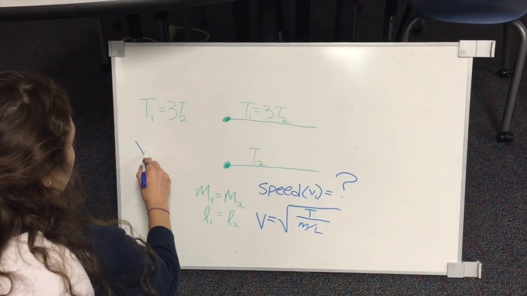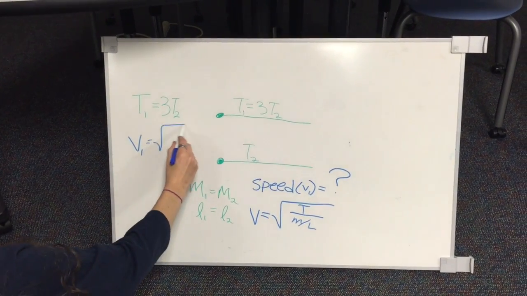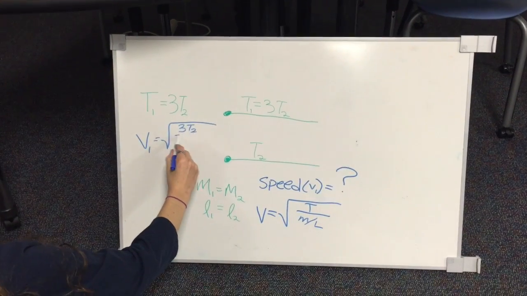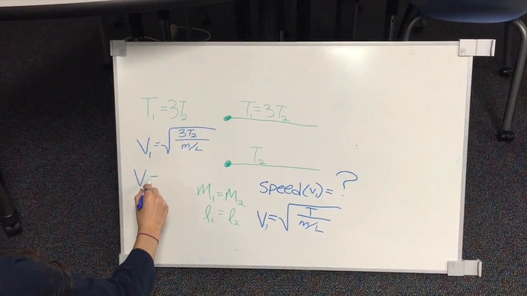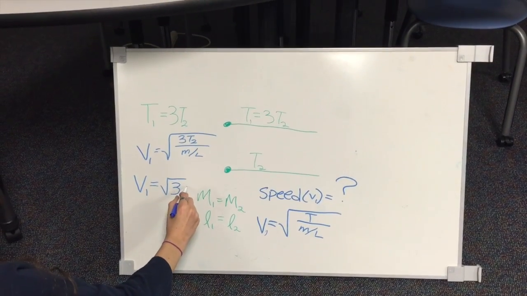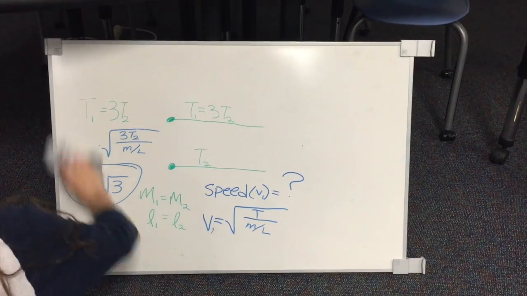The mass and the length are the same on both strings, so we can give those values 1. The tension in string 1 is 3 times as great as the tension in string 2, so we can plug a 3 in for that. Therefore, the answer is the square root of 3.